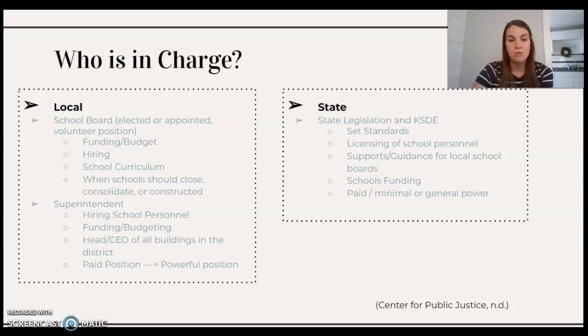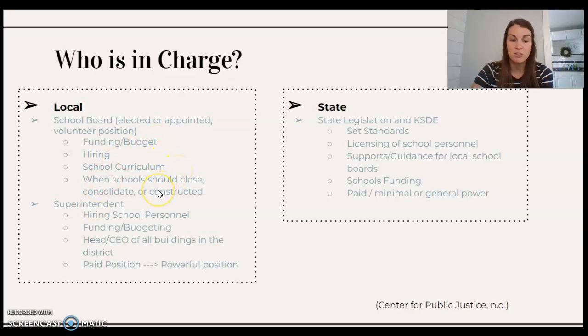And then with the school curriculum, currently I am on a math curriculum. So we will have to present to the Board of Education on what curriculum we feel is best for the students at an elementary level. So they will approve or deny that. And then they also decide when schools should close, consolidate, or maybe be reconstructed. So the school board has a pretty broad job within a district, but it is also a very important one. They do have quite a bit of power.